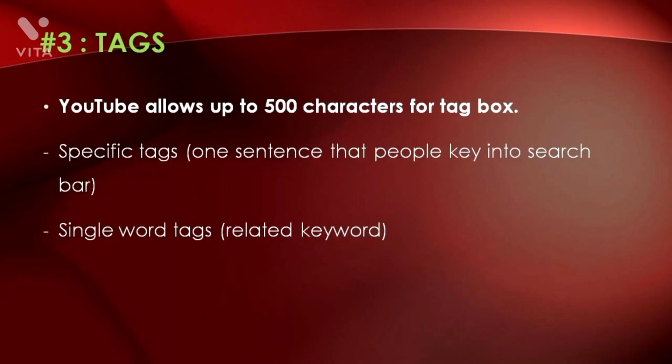Moving on to the third strategy, utilize tags attached to your video. YouTube generously allows up to 500 characters for the tag box, so fully utilize it on every video, just the same as your video description. The more you use, the higher chance it'll hit the jackpot. There are 2 types of tag you can use for your video. Specific tags are those one sentence that people key into the search bar while single word tags are usually related keywords to people's search query.